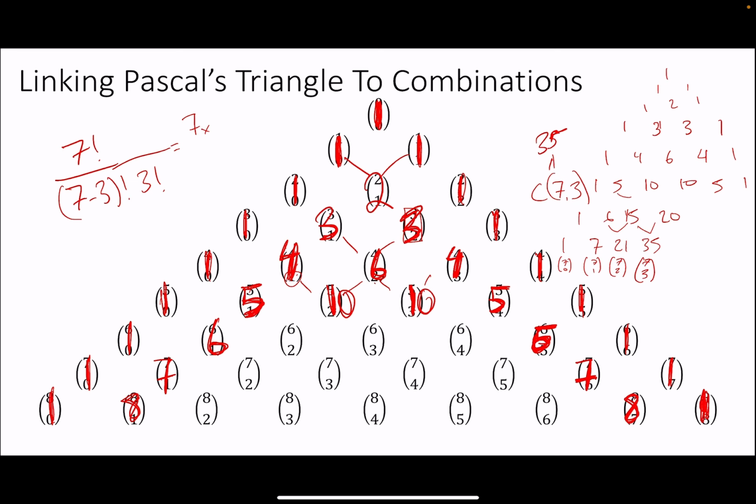7 times 6 times 5 times 4 factorial. We can go like that. And then 7 minus 3 is 4 factorial, times 3 factorial, which is 6, which is 7 times 5, which is equal to 35. But there are many ways to solve the same thing.